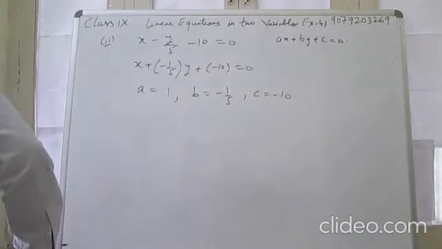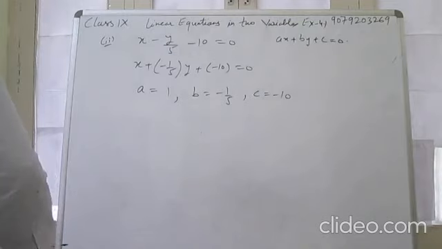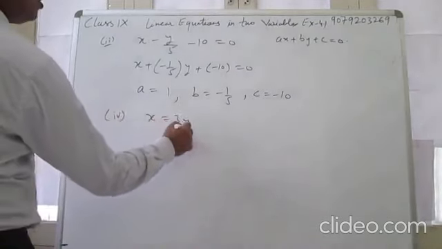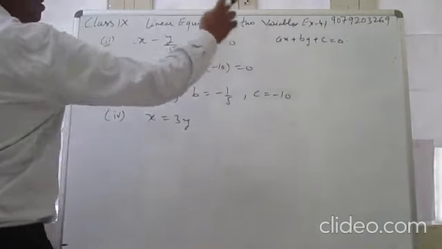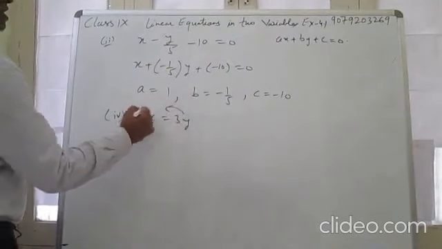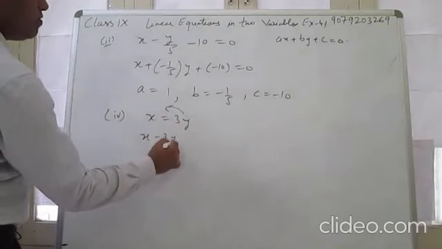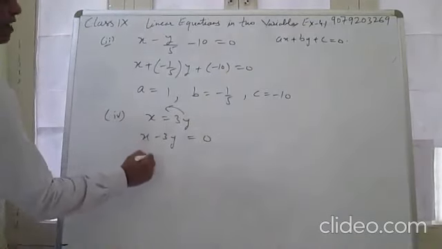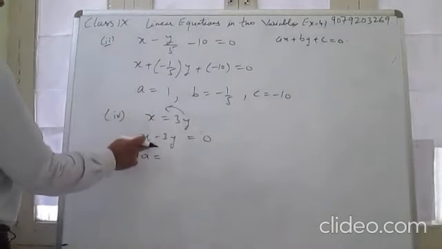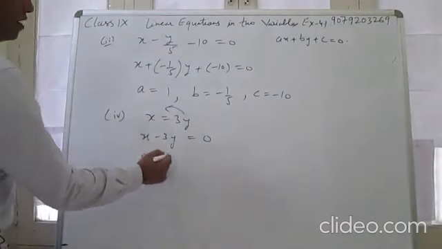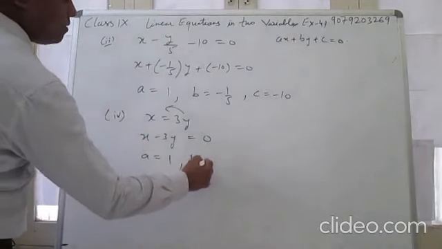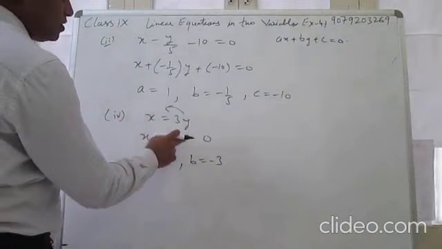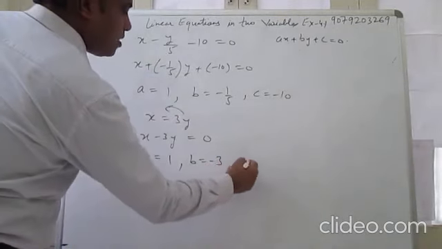Another part I will take: x is equal to 3y, that is the fourth part. x is always positive, so turn y to this side, so x minus 3y is equal to 0. What is the coefficient a? The coefficient of x is a. a is 1. b is minus 3. What is c? There is no constant term, so what do we do? c is 0.